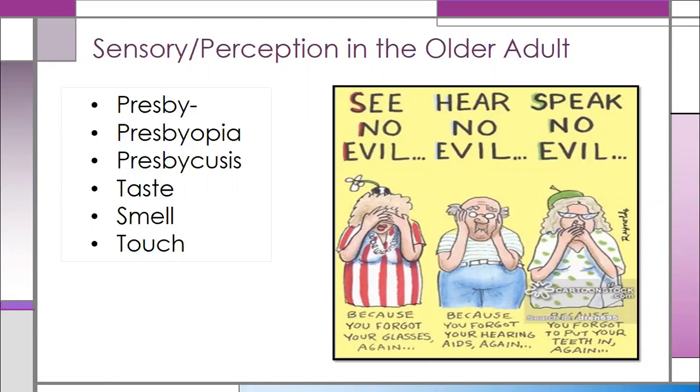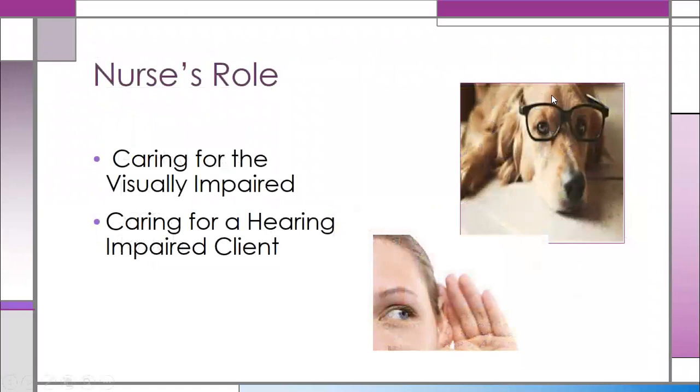And then the sense of touch: the peripheral nerve function can decrease with age, and it can also cause a decreased reaction time. So we definitely want to protect their skin from extreme temperatures and assess for skin breakdown and skin tears regularly, because they may not feel them when they pop up. We also want them to ambulate with assistive devices as necessary to prevent falls and injury for that reason as well.